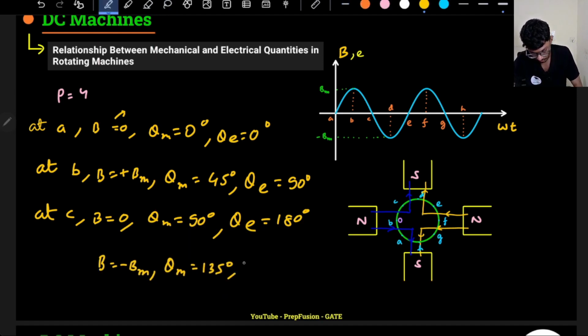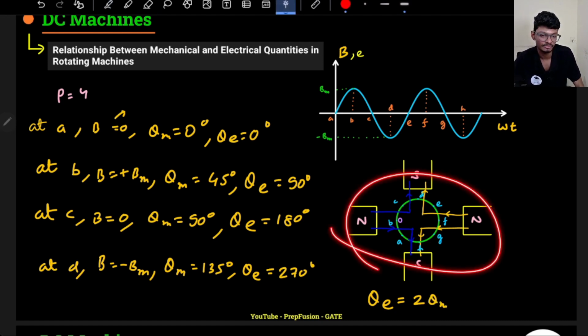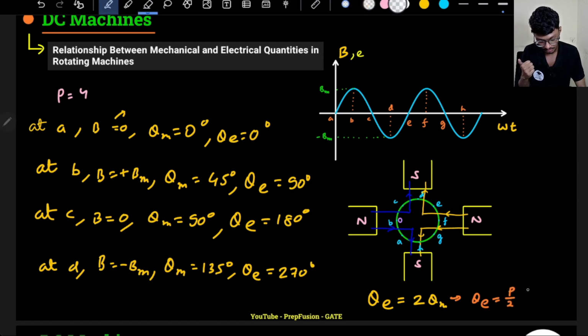So this theta e is equal to what? How much is the electrical angle? Negative, in the opposite direction. That means it is 270 degrees, right? So I can now identify a relation. The relation is that my theta electrical will be 2 times theta mechanical. I observe that as I change the number of poles, theta electrical and theta mechanical change. So what is the simple relationship? The simple relationship is that theta electrical will always be equal to p by 2 of theta mechanical. This is the most basic relationship between the electrical and the mechanical quantities.